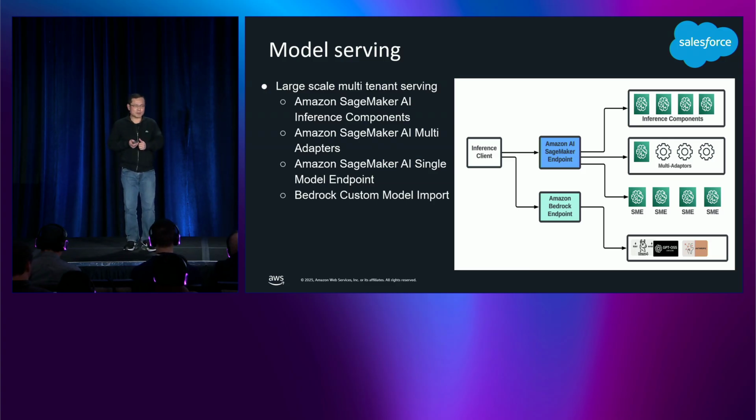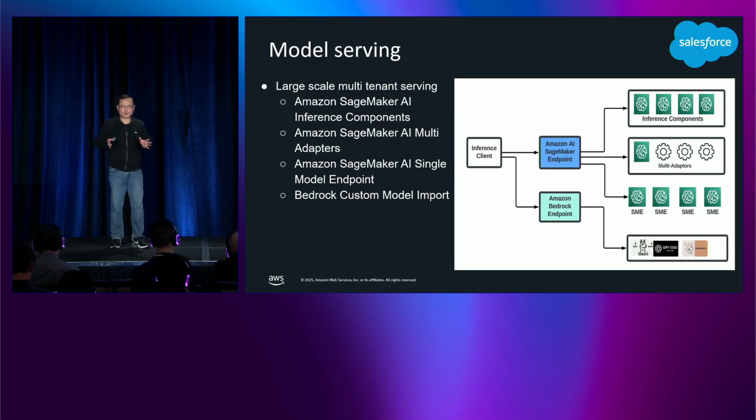So I will name several. First, we use the inference component, which allows us to share the endpoint and utilize the instance more efficiently. Second, we support multi-adapters. Basically, we use the same baseline OSS model, but tailored for different use cases, which Karim has just shared. We also have single model endpoints, which are for traditional deployment cases. Last but not least, we have CMI support from Bedrock so that we can upload a customized model image.